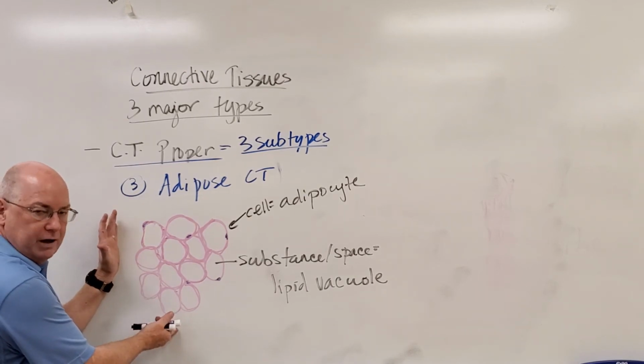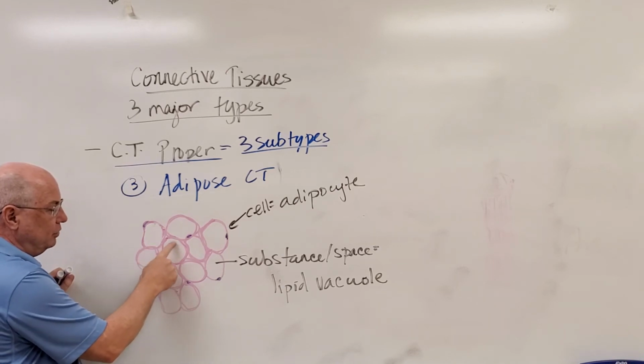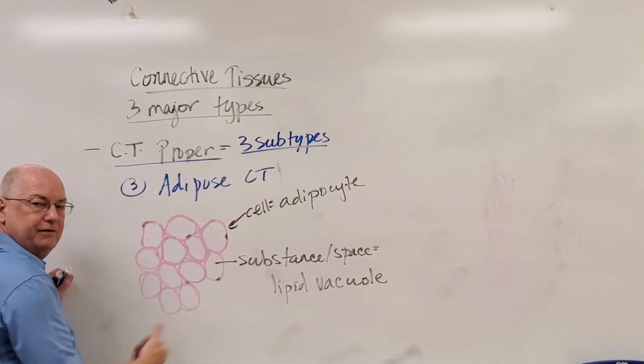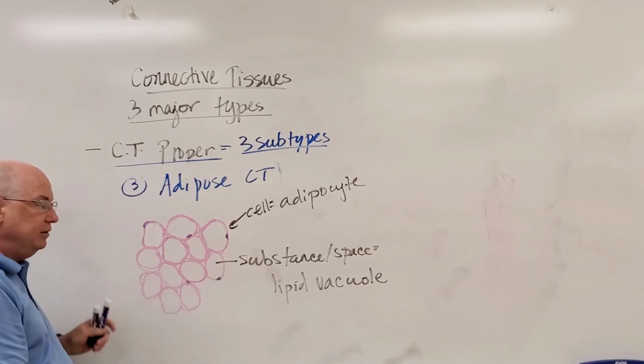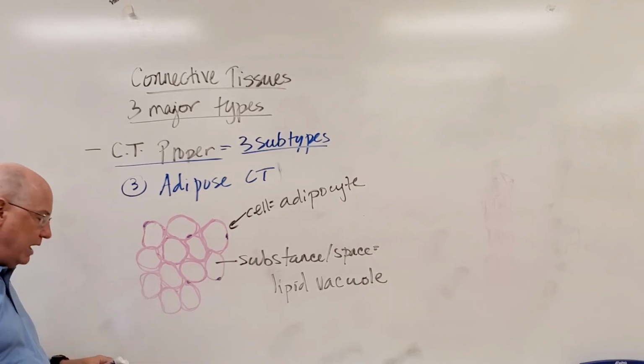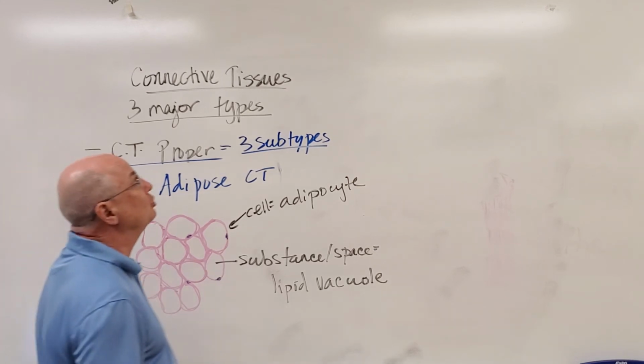So those are the three questions I could ask. ID the tissue, adipose tissue, or adipose connective tissue. ID the empty space or the fluid inside of here, that would be a lipid vacuole. And then ID the type of cell. Each cell, every one of these rings is a single adipocyte. Okay? Now, knowing all of that, I'm going to pull the screen down.